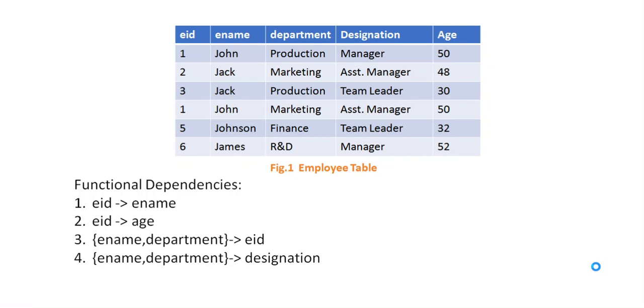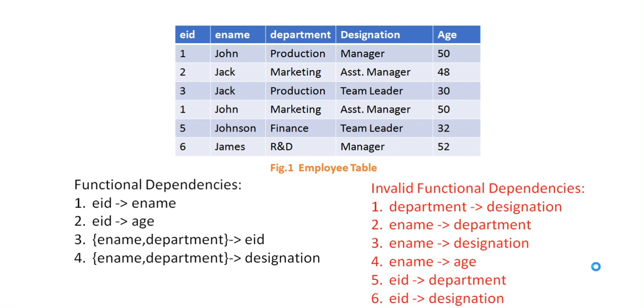Okay, see, when we say combination Jack and marketing and Jack and production, here both are having different employee IDs. So these two are different employees. That's why Jack and marketing and Jack and production, these are two different combinations and they are determining designation. Okay, so this is the valid functional dependency.